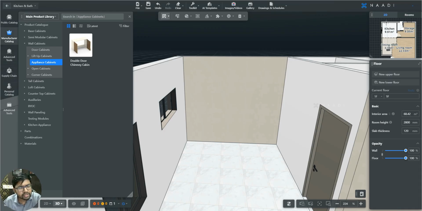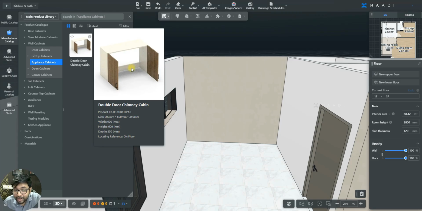RO is something that is already available in the door and your lift up cabinets. And chimney is something that you can generate. This cabinet that you are seeing is a double door chimney cabinet to cover up those chimneys. Remember, it doesn't have a chimney model inside. That is because we can generate your chimney, which we'll be talking about in detail in our further sections. This is just a cabinet to cover up the chimney.